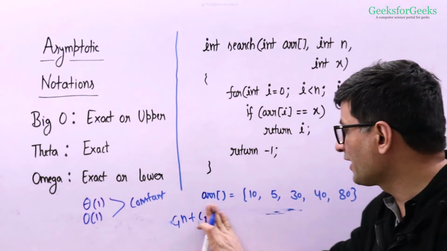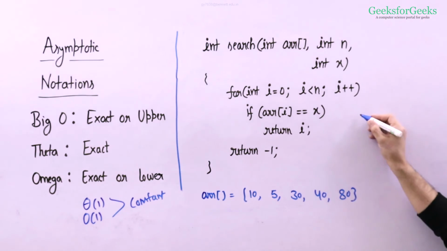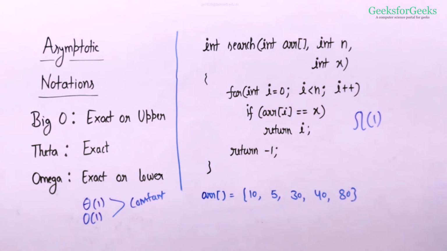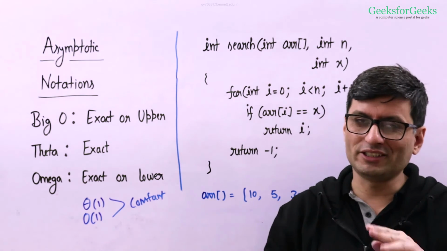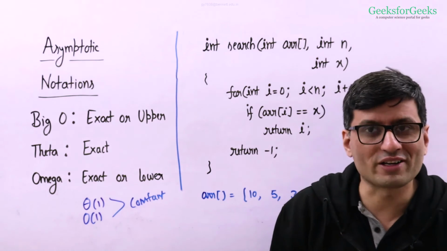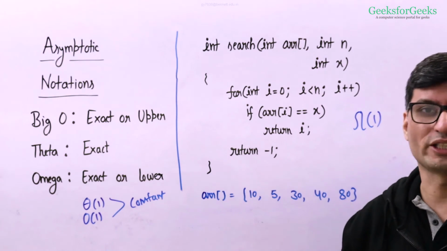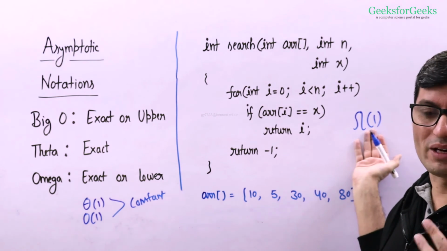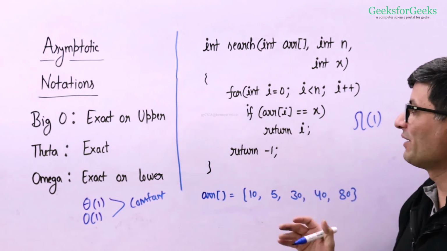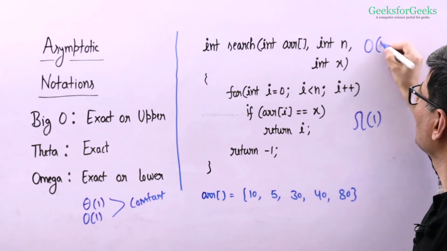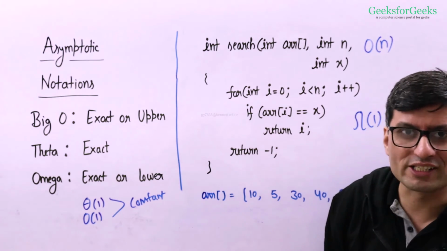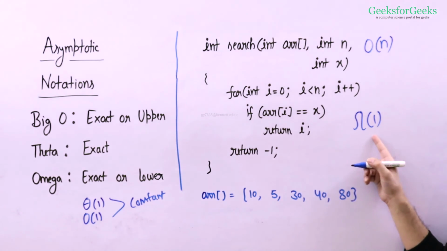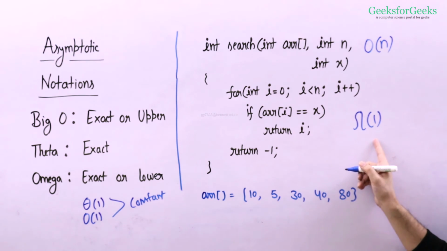So what I do is, I write the time complexity of this algorithm as omega 1. When I say omega 1, it means either constant or any value higher than constant, which means this covers all the cases. So we are saying it takes constant time or higher than constant. And when we say big O of n, that means it takes either linear time or less than linear time.